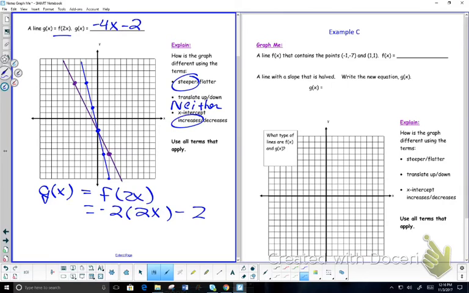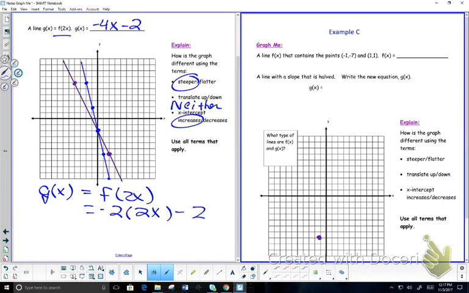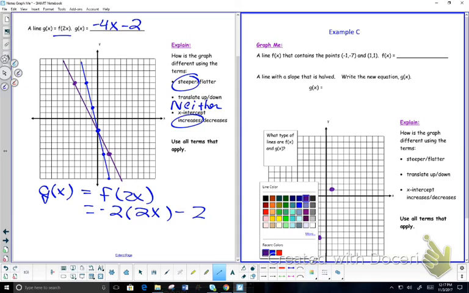Let's try one more. Over here we got to plot 2 points. Can you do that? Okay. Once you got your 2 points, get your ruler.